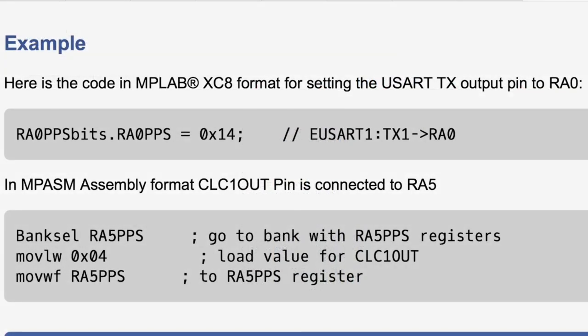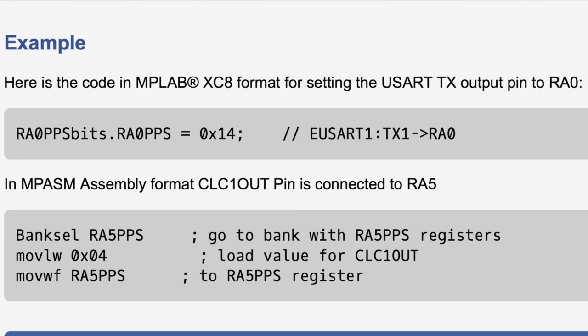Here are a couple code examples. The first one is in C, showing the transmit output connected to the RA0 pin, and the second one is in assembly with the CLC1 output connected to the RA5 pin.